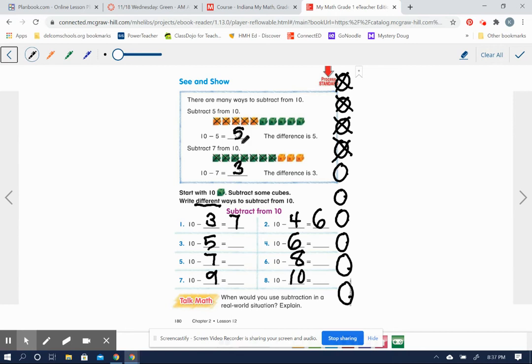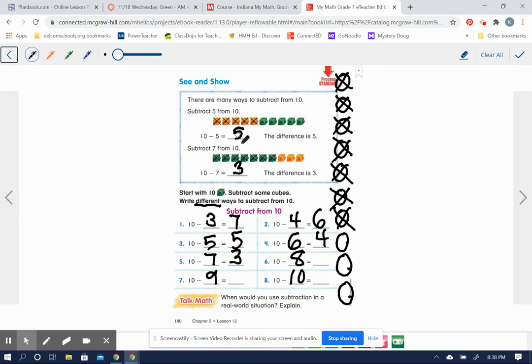And if we subtract 5, well, we already know they did that up here. 1, 2, 3, 4, 5. And 1, 2, 3, 4, 5. 5 is the difference. 10 minus 6. 1, 2, 3, 4, 5, 6 X's. And how many are left? 1, 2, 3, 4. And 10 minus 7. 1, 2, 3, 4, 5, 6, 7. And 3 are left. The difference.